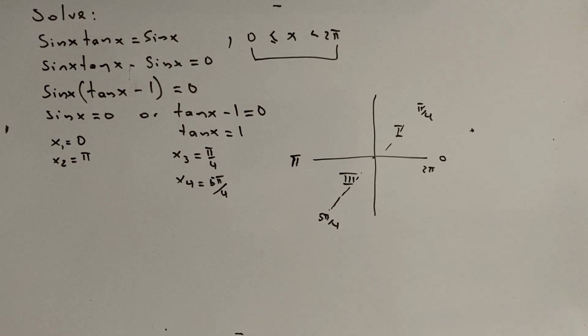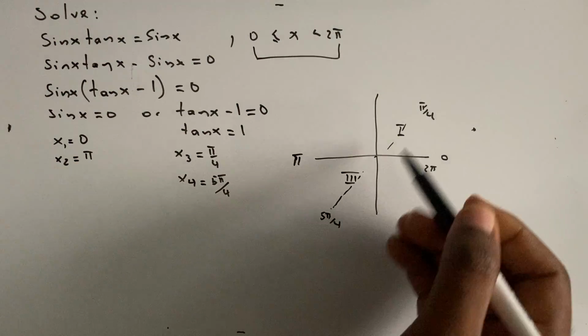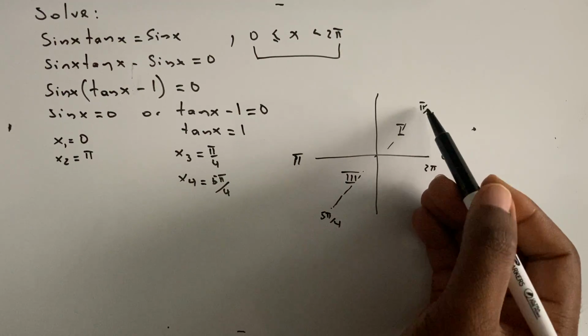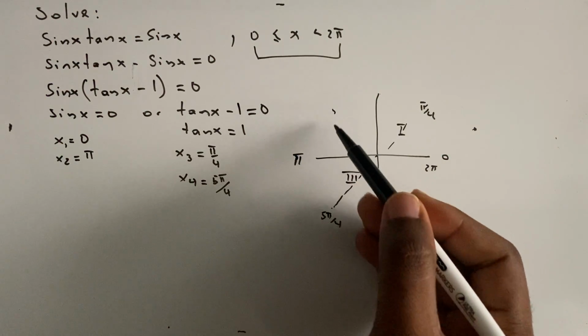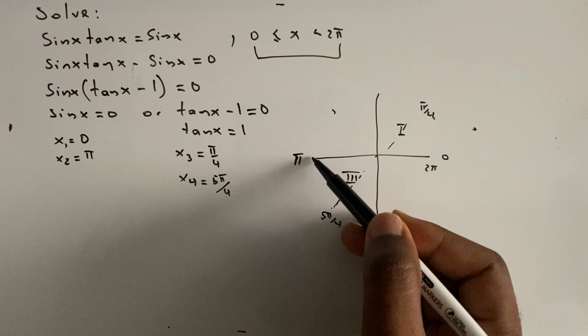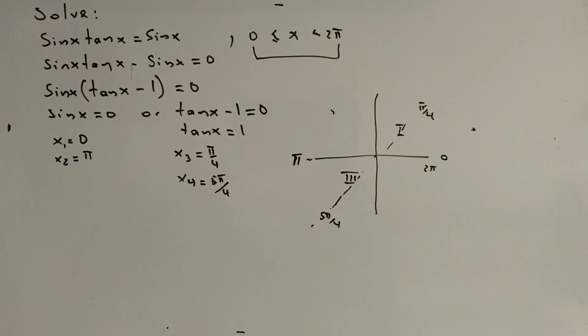Now, again, how did I know which angle is here? You know, pi over 4 is 45 degrees. So this is 1 pi over 4, 2 pi over 4, 3 pi over 4, 4 pi over 4, which would be pi, then 5 pi over 4 right here, okay? So you can easily get it, okay?